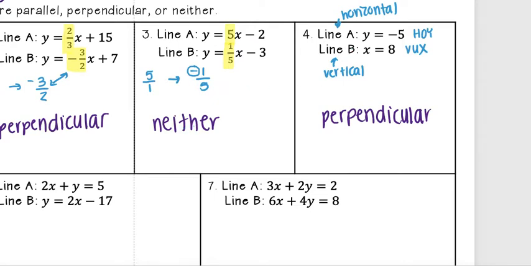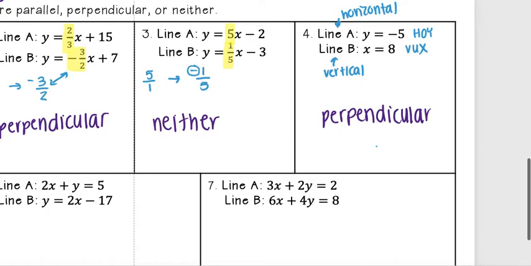For number 4, I see I have y equals -5 and x is equal to 8. If you recall from my second video, y equals some number is going to be horizontal, and x equals some number is going to be vertical. So I have a horizontal line and a vertical line. And we learned those are always perpendicular.